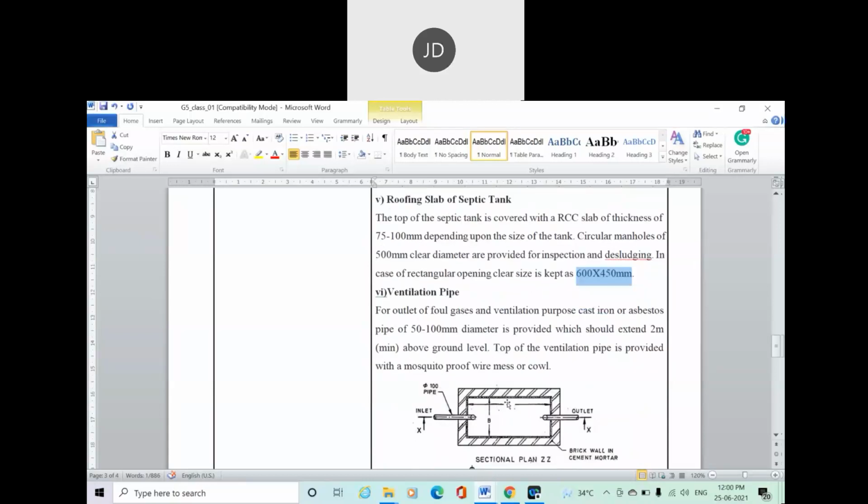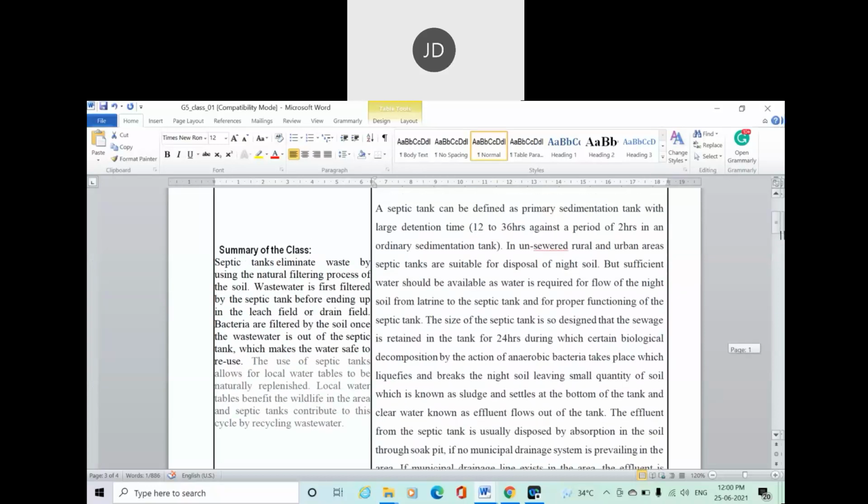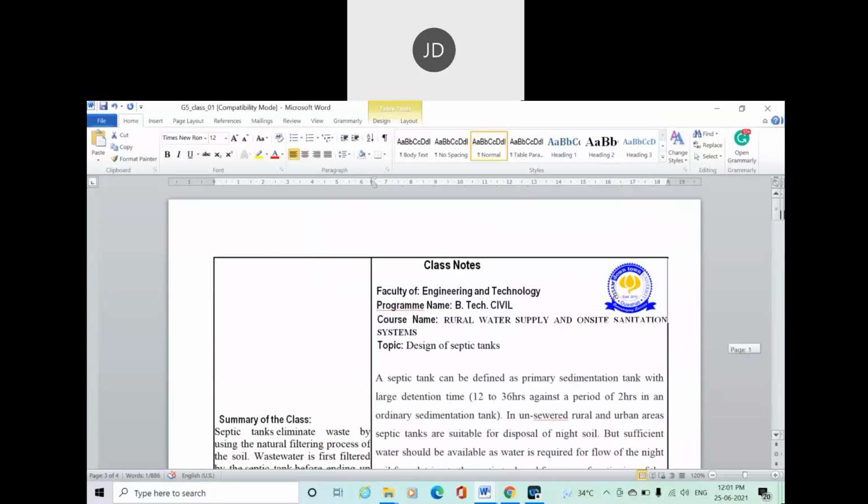And why are foul gases created? It is the result of decomposition of waste by anaerobic decomposition, which is done by anaerobic bacteria. Clear? So this is all of our basic introduction to the septic tank. Fine. So this is all about today's class.